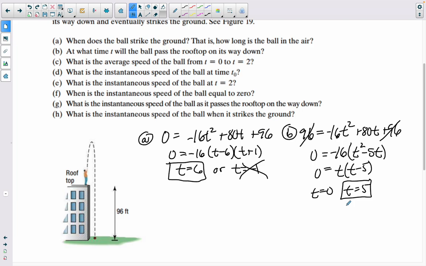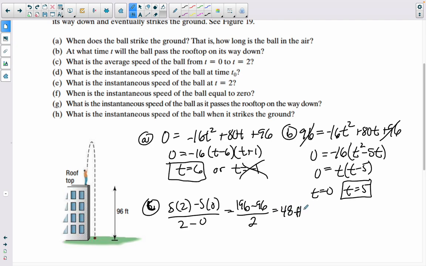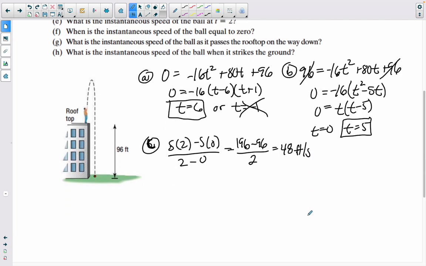All right, so now we get to what's the average speed of the ball from 0 to 2. So average speed is the distance it traveled divided by the time. So for C it's going to be s of 2 minus s of 0 over 2 minus 0. That's equal to 196 minus 96 over 2. And your average rate of change in the first 2 seconds is 48 feet per second. Reminder that units are important here.